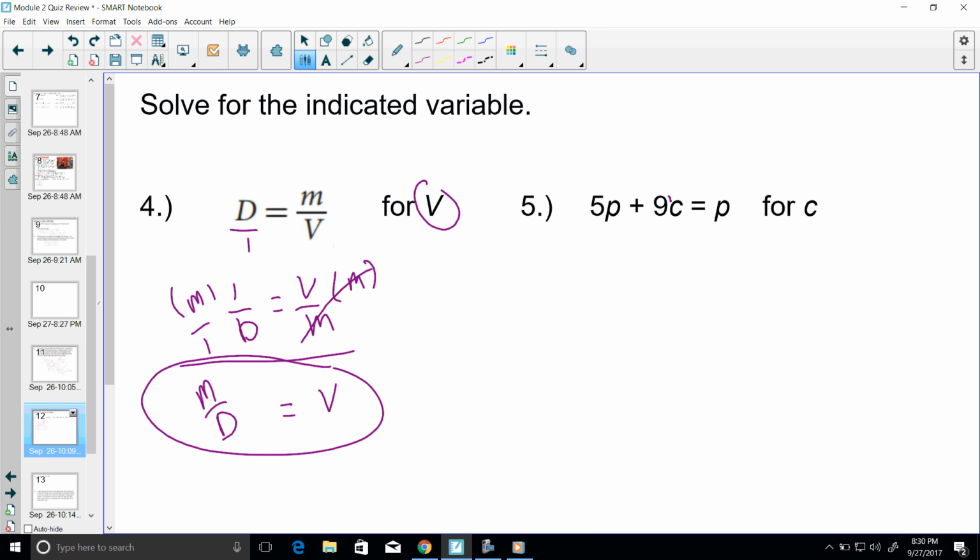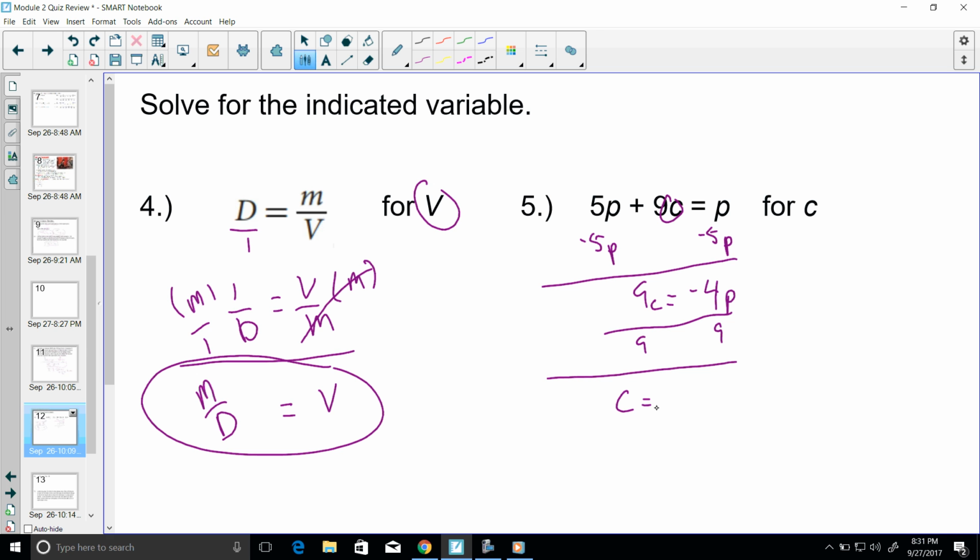This one I've got to solve for C. And so I have a P on either side, and C is right here. So the first thing I'm going to do is subtract this 5P from both sides. That'll leave me with 9C is equal to negative 4P. And the only thing I have left to do is divide both sides by 9. And so I get C is equal to negative 4P over 9. You could also say C is equal to negative 4/9 P. That would be the exact same thing.